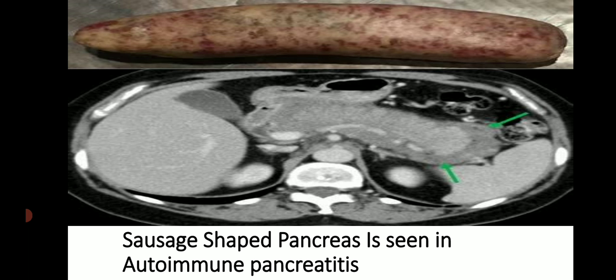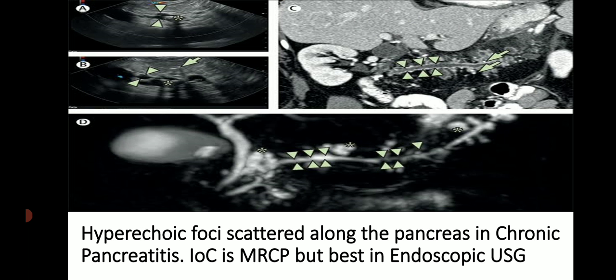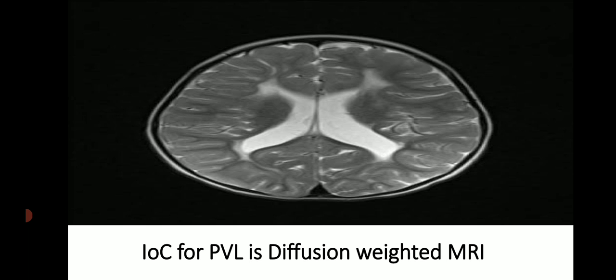Sausage-shaped pancreas is seen in autoimmune pancreatitis. Hyperechoic foci scattered along the pancreas are seen in chronic pancreatitis. Investigation of choice is MRCP, but best is endoscopic USG. Investigation of choice for PVL is diffusion weighted MRI.